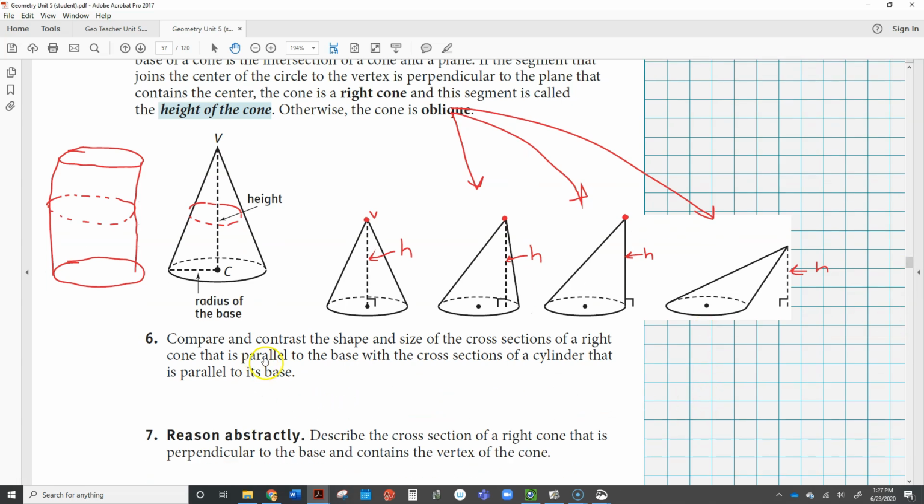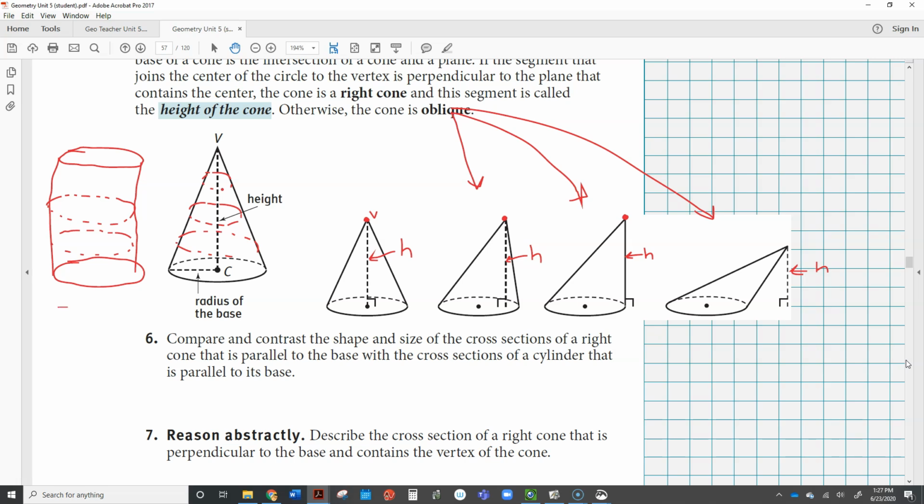It says compare and contrast the shape and size of a cross-section of a right cone that is parallel to the base with the cross-section of a cylinder. Well, I've kind of got them drawn right here. We did this on another problem. You do several cross-sections and you get congruent circles. You do several cross-sections right here and you're still going to get several circles. The only difference is they're not all going to be congruent.